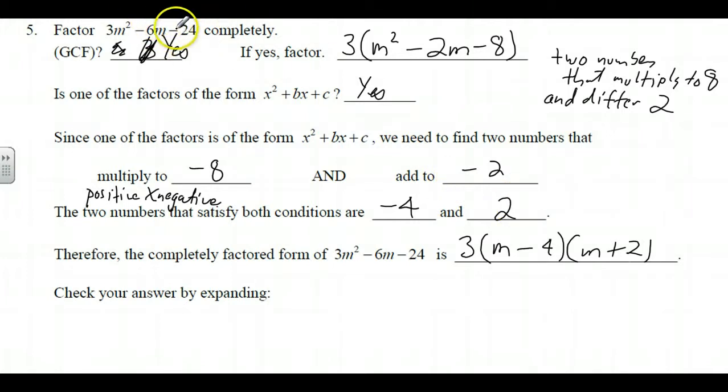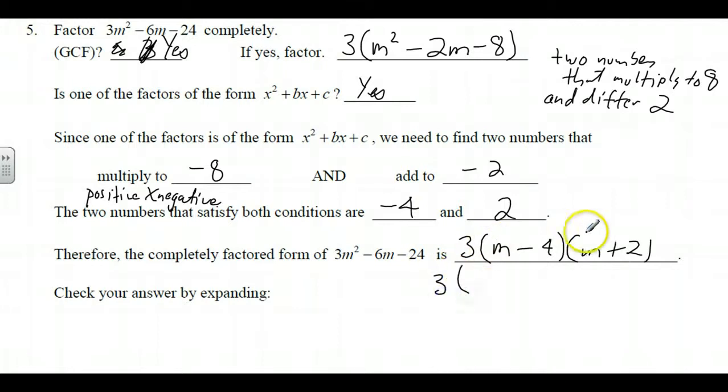If the last term is negative, then I have a positive times a negative. And actually, I should be looking at this, not that. If the last term is negative, I have a positive times a negative, and this middle term just tells me what the bigger number is. In this case, the bigger number is negative.